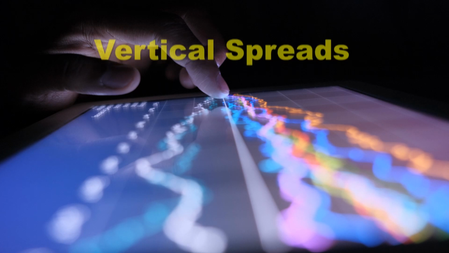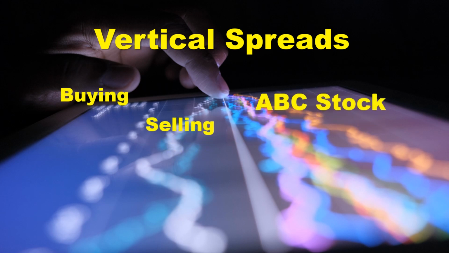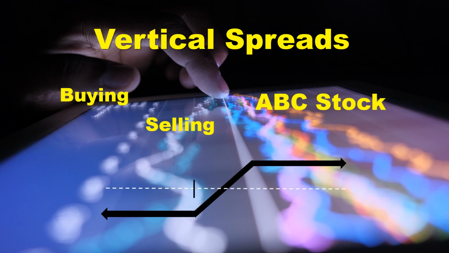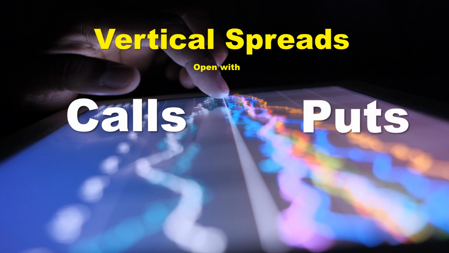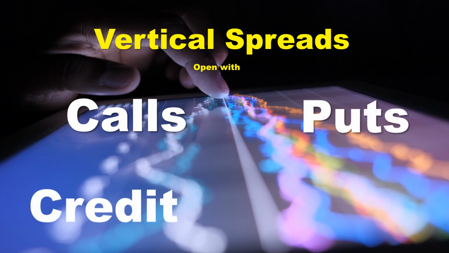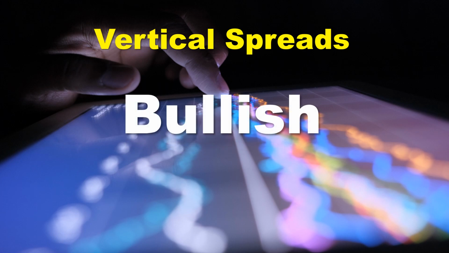Options vertical spreads are options trading strategies that involve simultaneously buying and selling options of the same underlying asset in the same expiration date, but with different strike prices. They are called vertical spreads because the different strike prices create a vertical distance on the options chain. Vertical spreads can be opened with calls or with puts, and they can be opened as a credit or a debit.